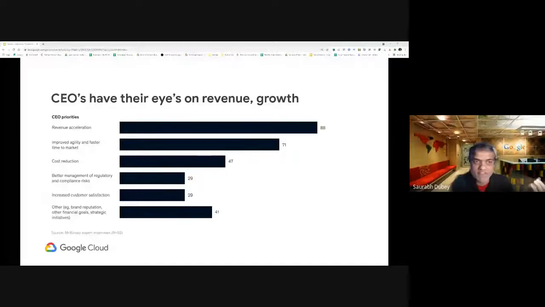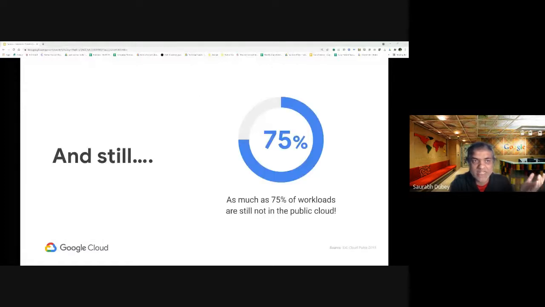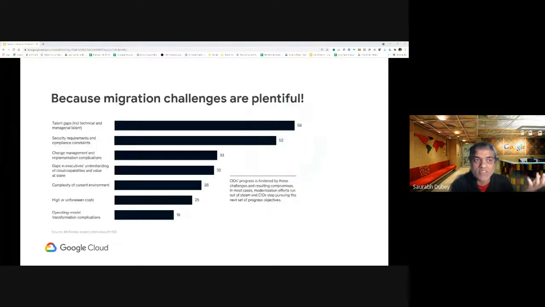...realizes the benefits and that they will be getting out of that. But still, despite all that appetite, 75% of the workloads are still not in the public cloud, which is not great for them, right? So why is that? What is the reason for that? The reason is very simple: the challenges.